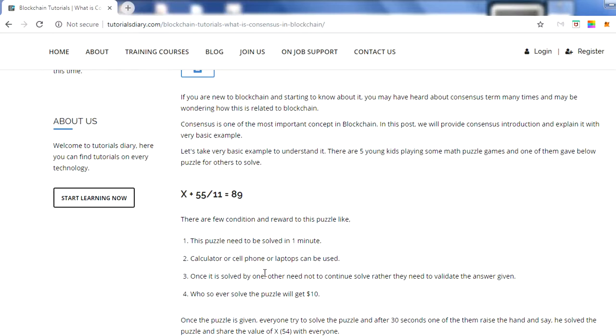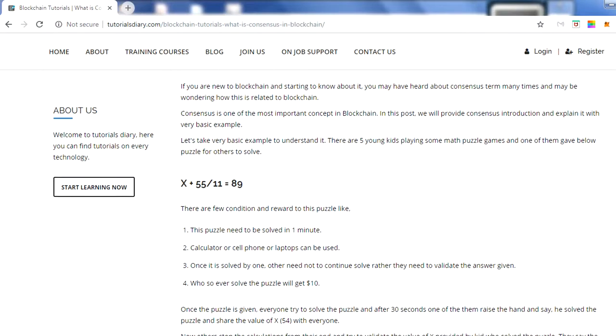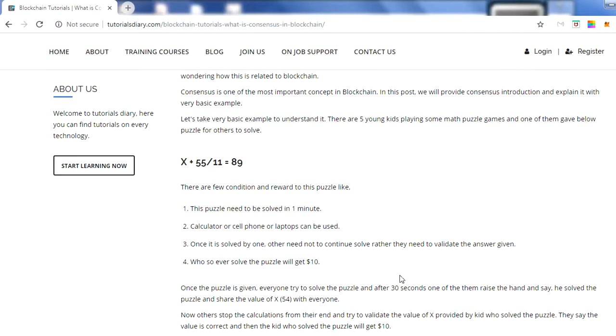Here it should be 84, not 54. So the 84 value given by the one kid, is it correct or not? This validation will be done by the other three kids. Once they validate, they will say yes, the value is 84, and then $10 will be given to the person who solved this puzzle. This looks very basic, right? So now what happened here?